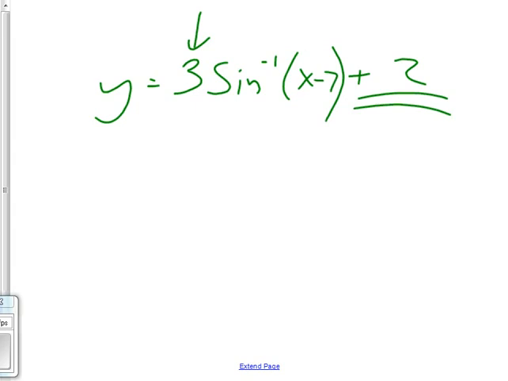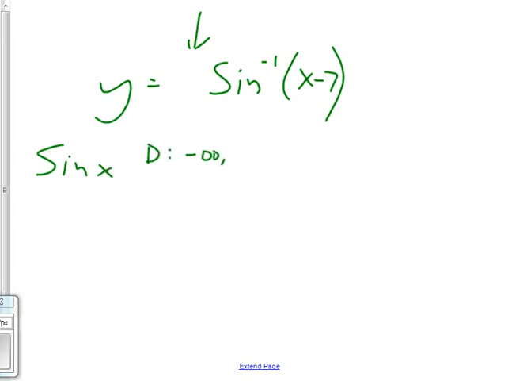So wait a minute though. What if I move it just to the right side? Keep it simple. And then I say, now what's its domain and range? Well, first of all, I got to know what original sine's domain and range are. Domain, negative infinity, positive infinity. Range, -1 to 1.